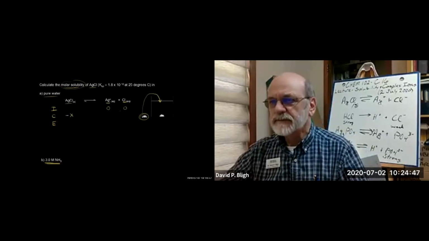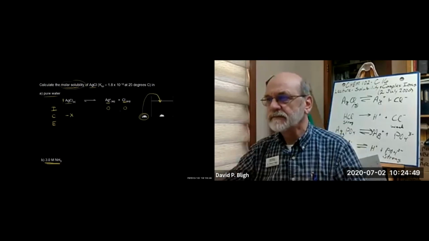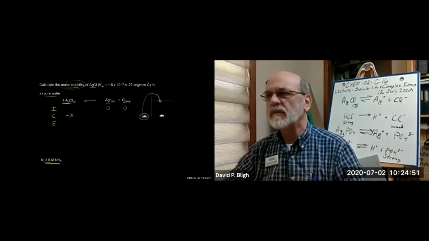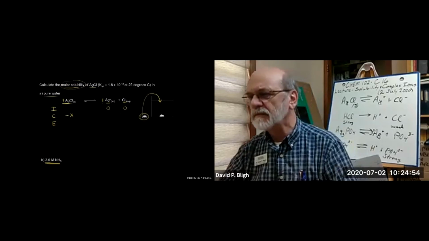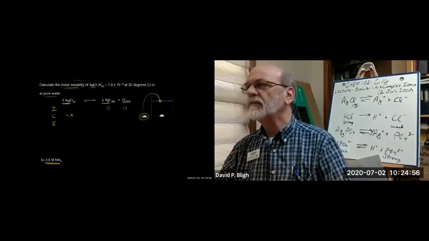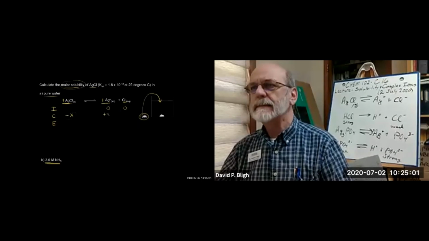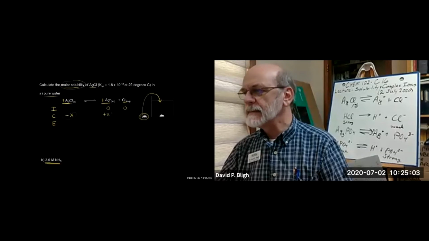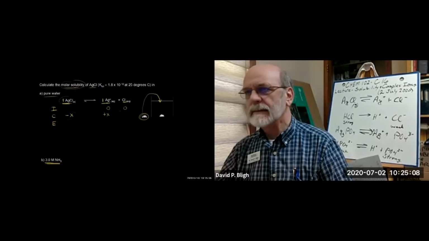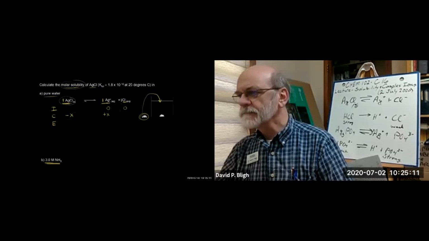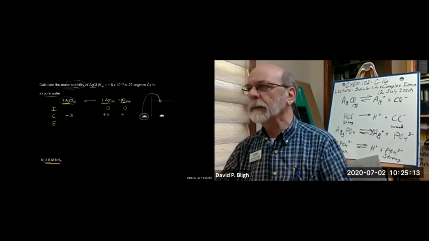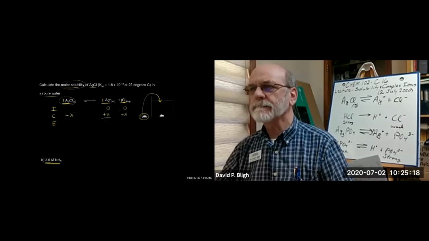Look at our mole ratios. For every 1 mole of silver chloride that dissolves, we get 1 mole of silver plus 1 cations in solution. So we're losing X over here, and we're gaining X for the concentration of silver cations in solution. And since our mole ratios are still 1 to 1, if we dissolve 1 mole of silver chloride, we gain 1 mole of chloride anion. So over here, we get a plus X. So at equilibrium, our concentration of silver cations is X, and our concentration of chloride anions is X.